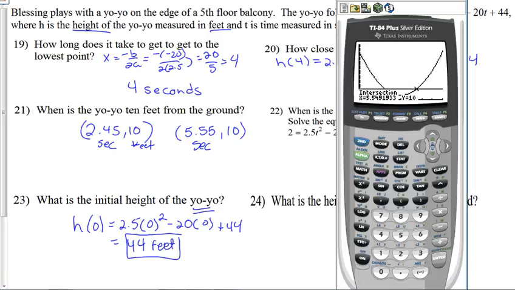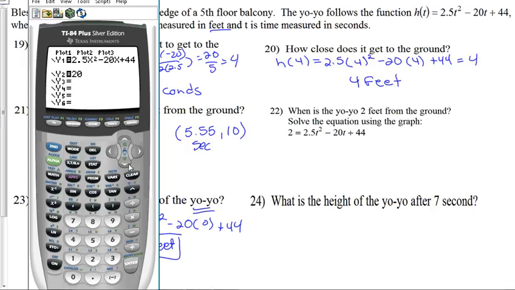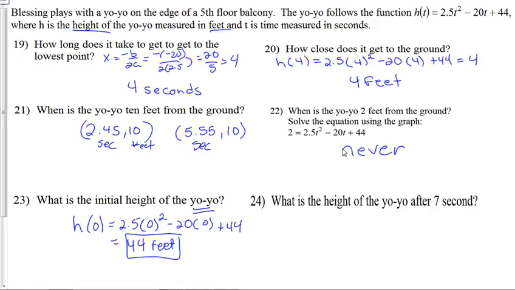The other couple of questions ask you a few other things. So number 22 asks you 2 feet from the ground. So instead of 10, we will plug in 2. Oops, that says 20. And when you graph, here's what it looks like. Ooh, that one doesn't touch. So you know that the yo-yo never gets 2 feet from the ground. So it says when is it 2 feet from the ground? Never. Okay, but if it did touch, you would do that whole intersection piece.